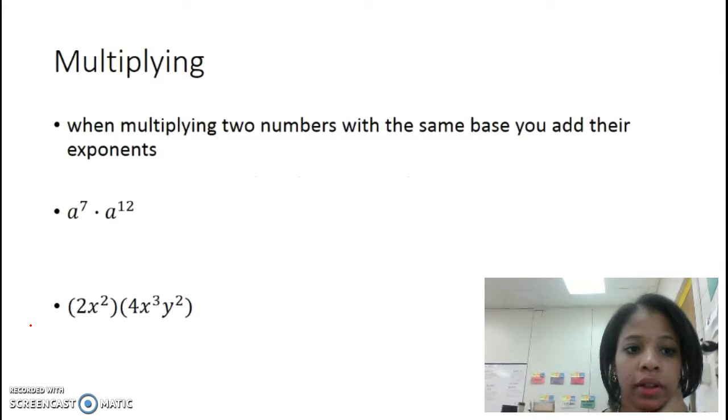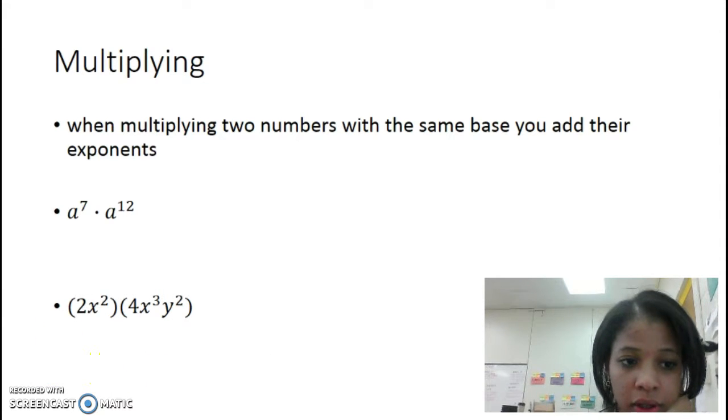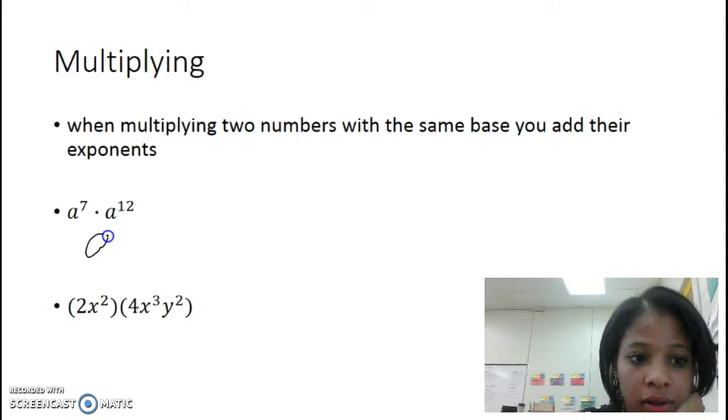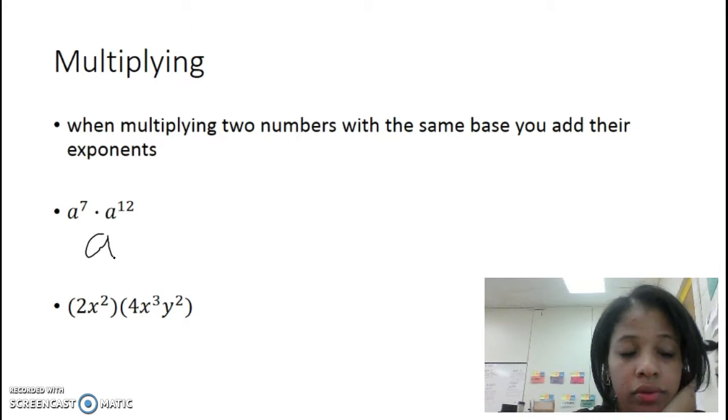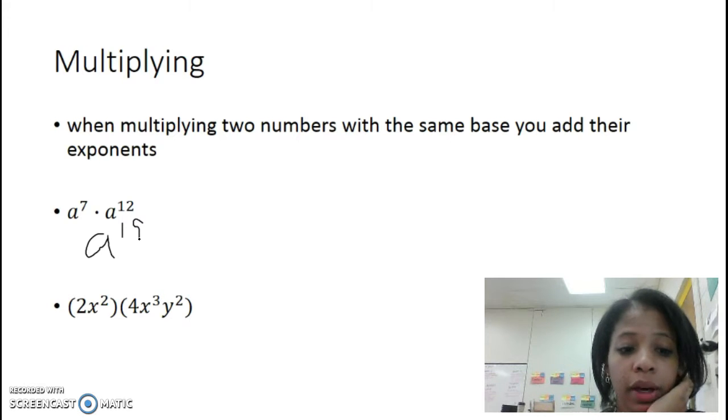The first one is for multiplying. So when you have two numbers with the same base, you're going to add their exponents when you multiply them together. So if I'm looking at a to the 7th power times a to the 12th power, they're being multiplied together. So that means I'm going to want to add their exponents, right? So I would just have a, and then 7 plus 12 will give me what? 19. Sorry, that's sloppy. So you have a to the 19th power.